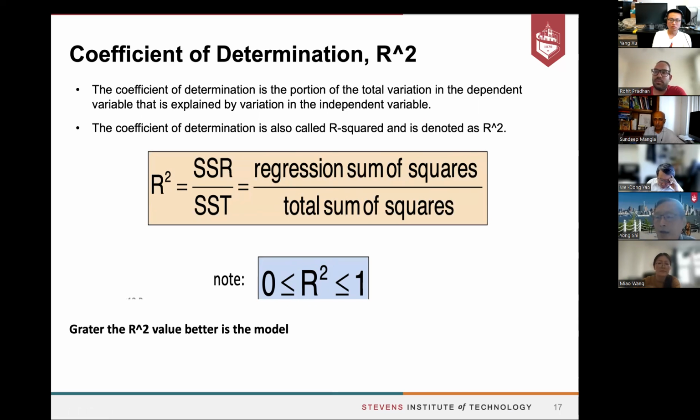So R square being larger means the error is smaller, right? Yeah, the error is basically 1 minus the value.